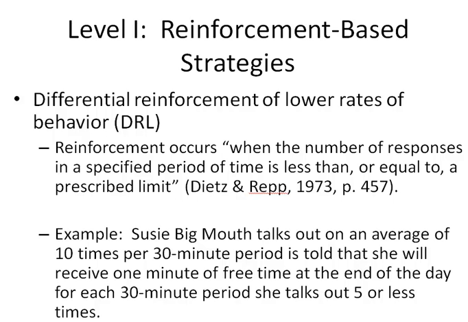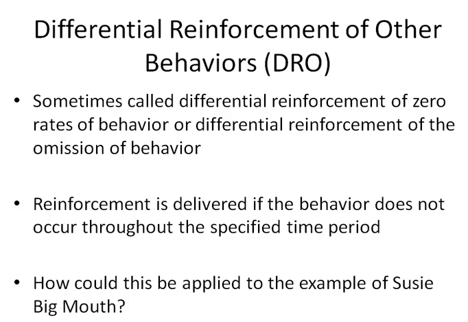So that is DRL. The next one is differential reinforcement of other behaviors, or DRO. Sometimes it's called differential reinforcement of zero rates of behavior, or differential reinforcement of the omission of behavior. But it's pretty much you give reinforcement if the behavior does not occur throughout a specific time period. So you're giving reinforcement for the behavior not happening.